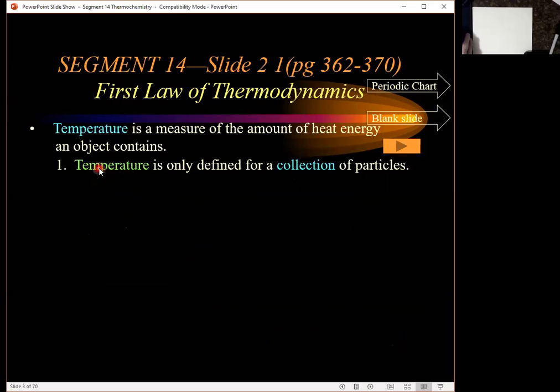So to sum up, temperature is only defined for a collection of particles. A single molecule doesn't have a temperature, because if I know where it is now and how fast it's going, if it doesn't encounter anything else, I can tell where it is 1,000 years from now or 1,000,000 years from now. It wouldn't matter. There's no uncertainty about where it's going, and I can predict exactly. So there's no randomness for a single particle.